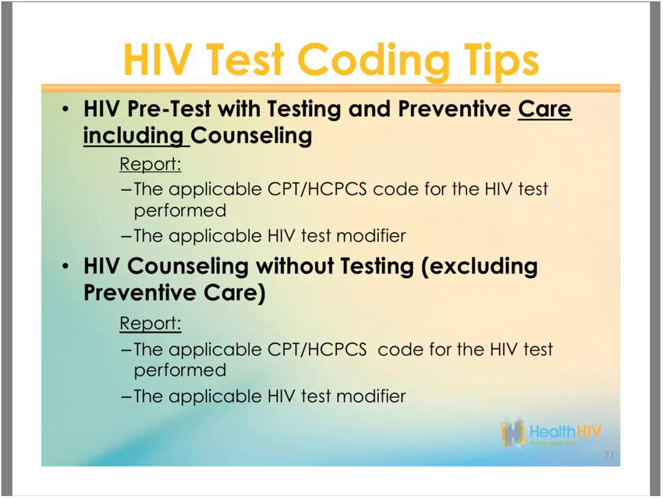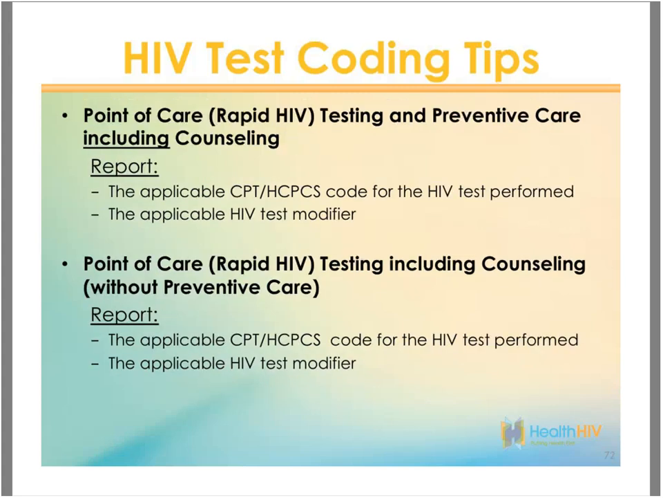HIV pretest with testing and preventive care: you report the applicable code with the HIV test modifier. Same thing with counseling without preventive care. For point of care testing, you would report the appropriate CPT code for the HIV test performed with the modifier, if that's the guidance from your local Medicaid agency. Point of care testing that includes counseling without a preventive visit: again, you report the test that's performed with your applicable modifiers.